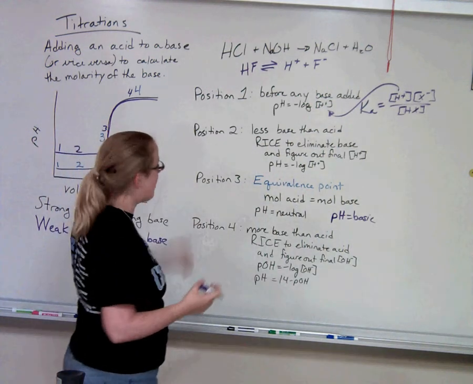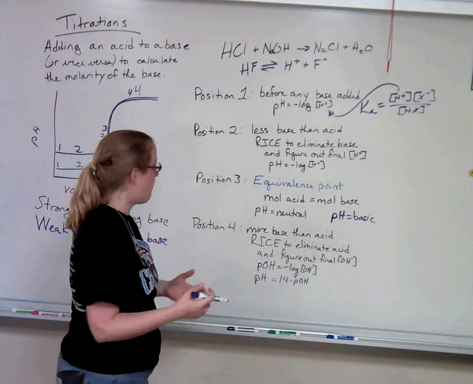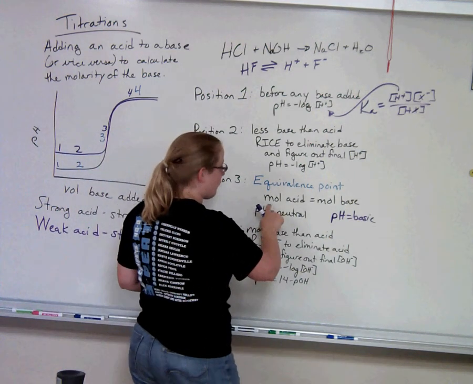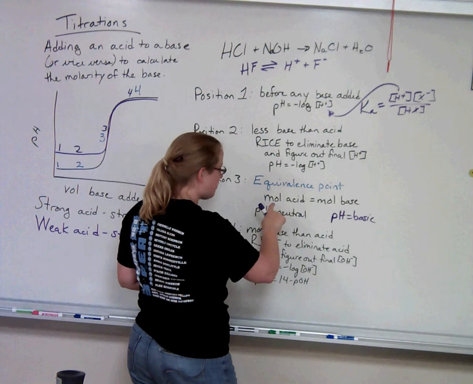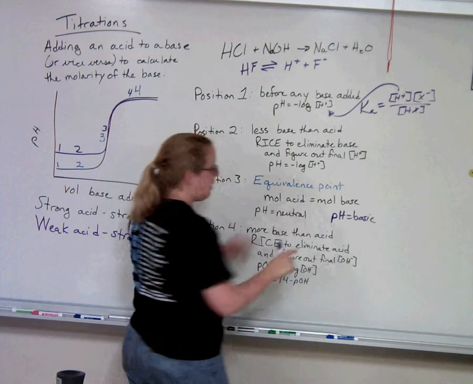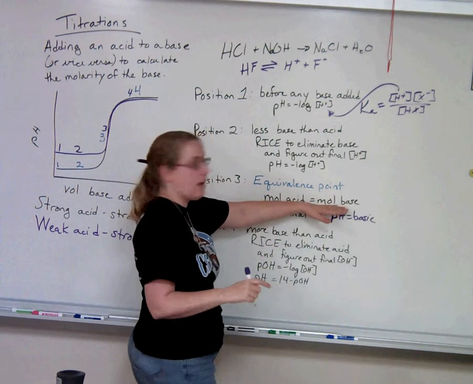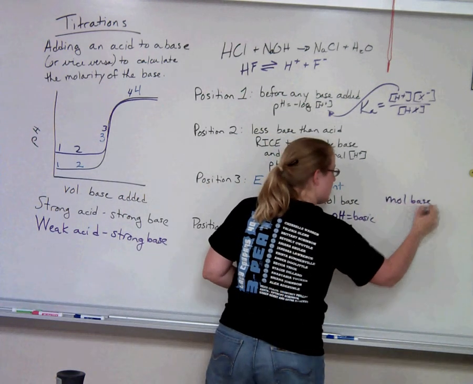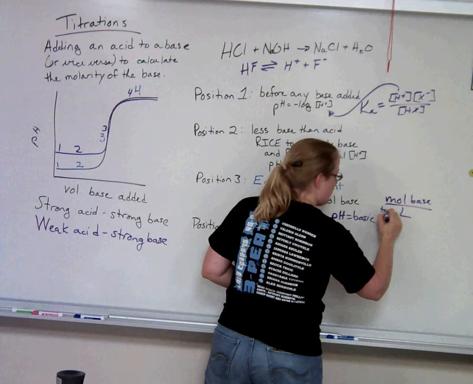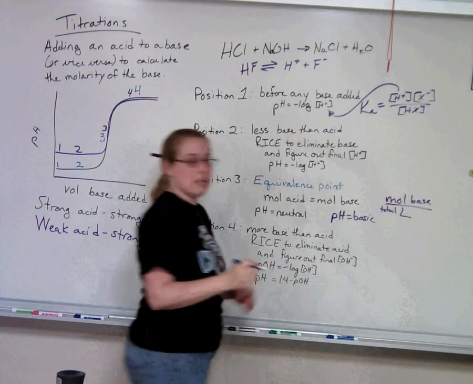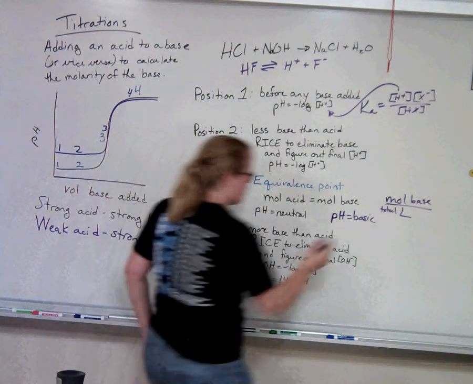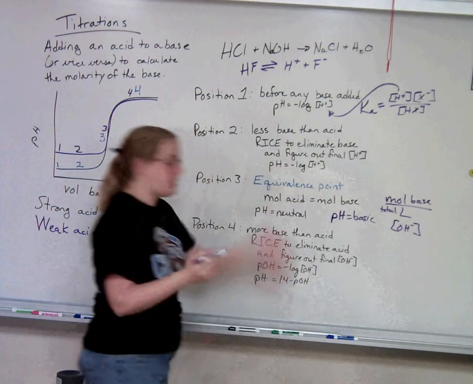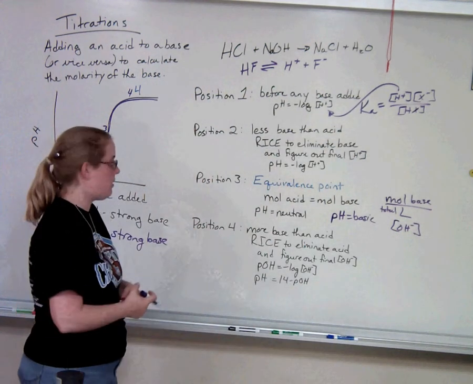So again, we're going to have to do a rice table. I'm sorry, we don't have to do a rice table. At this point, we have to figure out how many moles of the acid we've had, and that's how many moles of base we have, and then take our moles of base, divided by our total volume, and that will give us our hydroxide ion concentration. And then we can take that, find the pOH, and then find the pH from there.